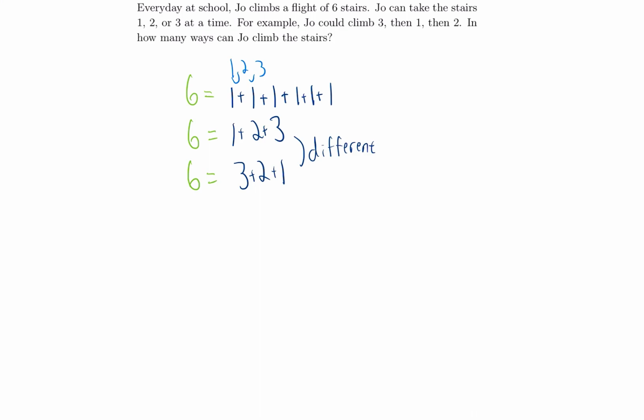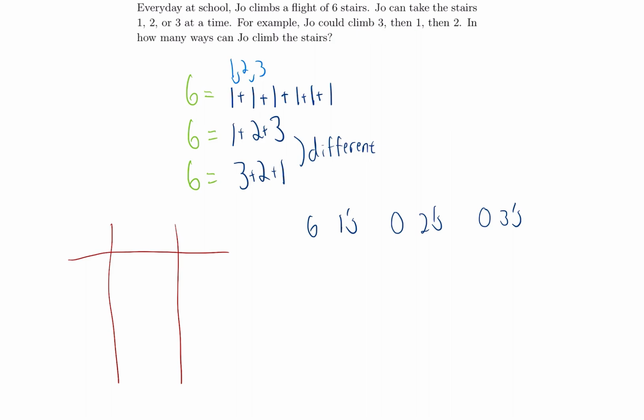So there are some possible values. The first case is where there are 6 1s, 0 2s, 0 3s. Let's make a table to organize our work. This is the number of 1s, 2s, and 3s. So we could have 6 1 0 0. You could have 3 0 1. You could have 0 3 0. You could have 0 0 2.